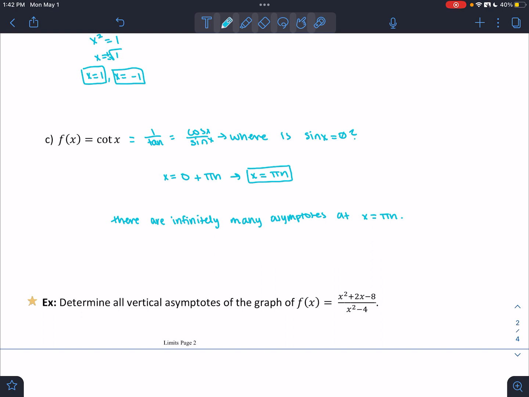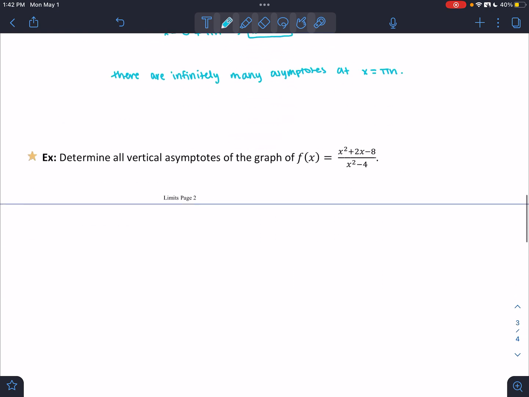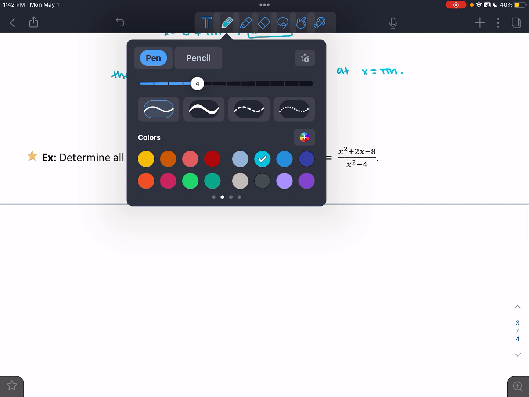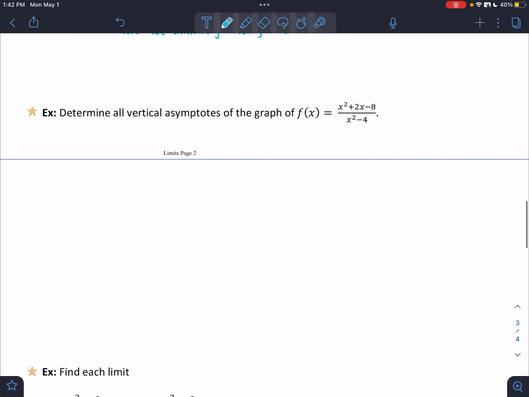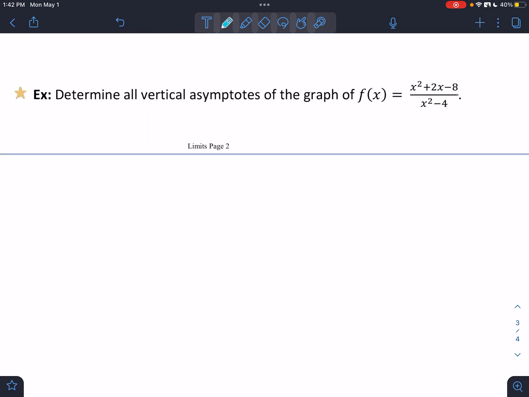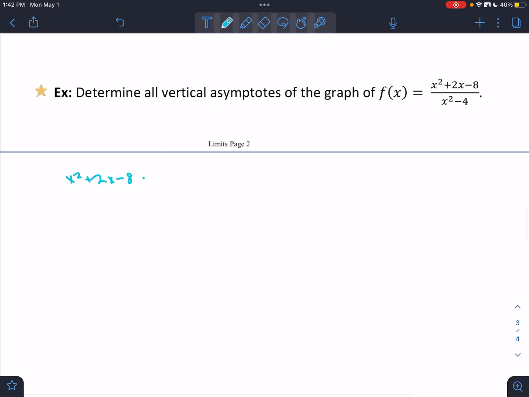Okay. Determine all vertical asymptotes of the graph of f of x. In order to do this, we'll need to factor. And we should factor both parts to check for holes. So how can we factor the top? Yeah, so we'd have x plus 4 and x minus 2, or whatever order you prefer. And then x squared minus 4 is a difference of squares, so that's x plus 2, x minus 2.